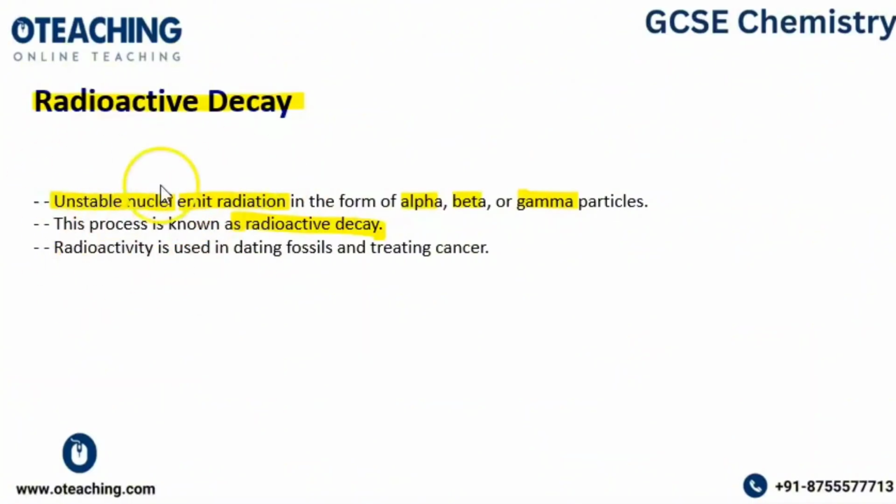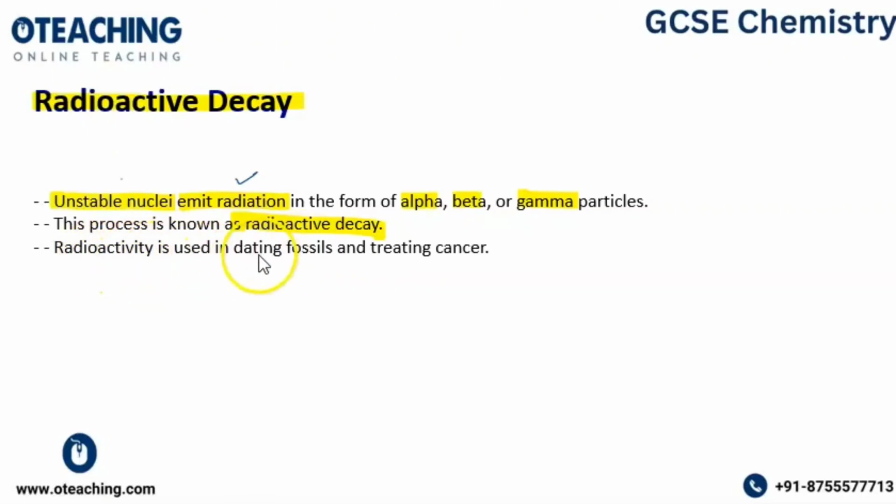Why do the unstable nuclei do this? Because in order to achieve stability, they emit radiations in the form of alpha, beta or gamma particles, and everybody needs stability, right? So radioactive decay is the emission of radiations in the form of alpha, beta and gamma particles.